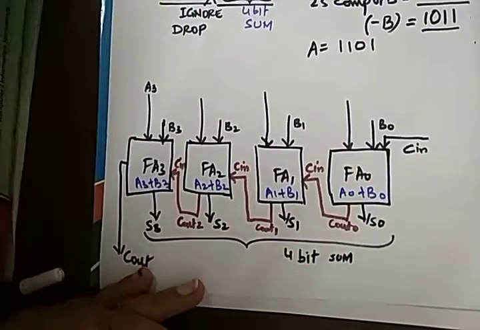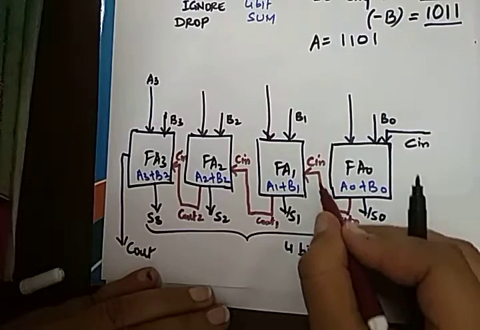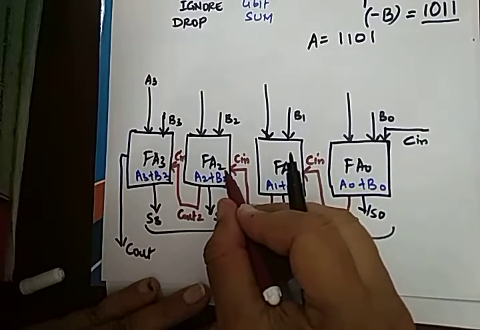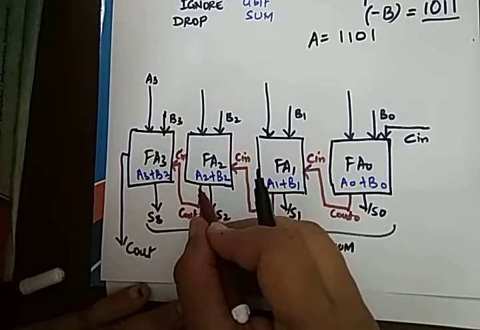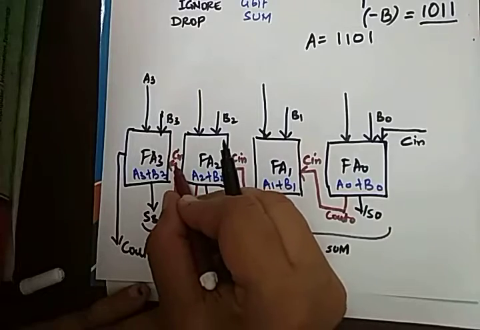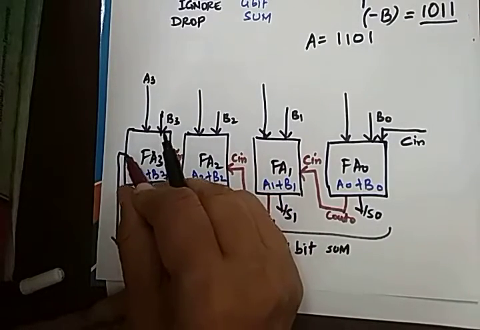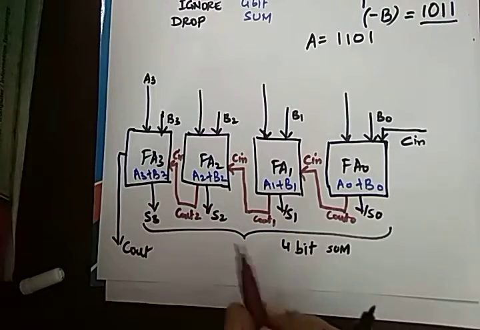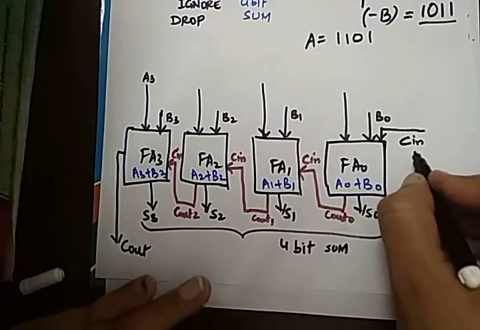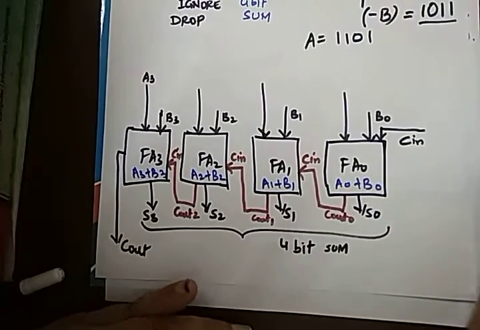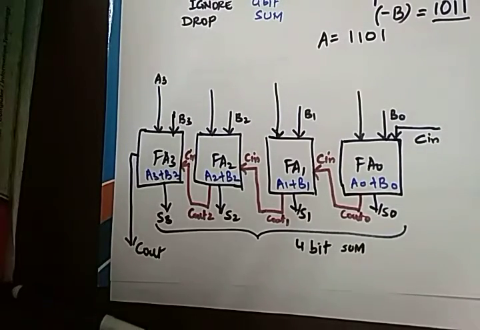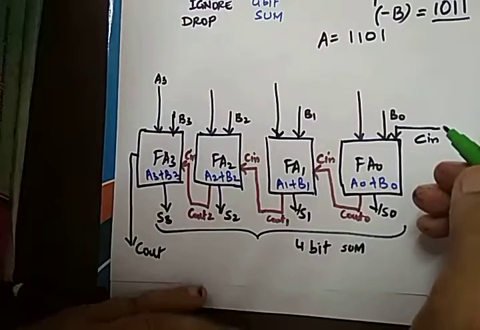And recall that the carry out of the first goes as carry in to the next, carry out of 1 going as carry in of 2, carry out of 2 going as carry in to 3, and final carry of FA3 coming out as the final carry out. And this is the carry in coming from a previous column. So up till here, the circuit is identical to the parallel adder.